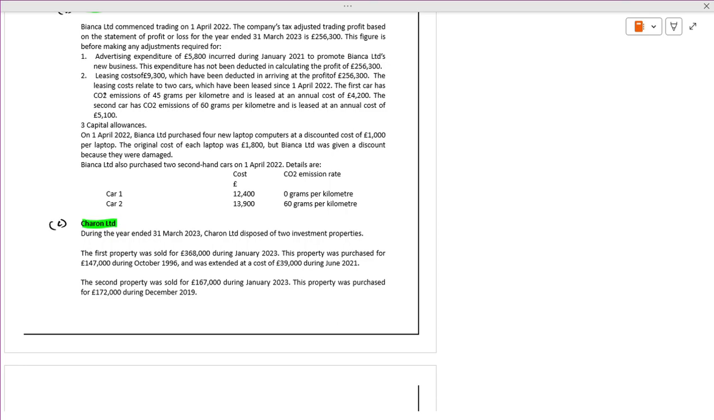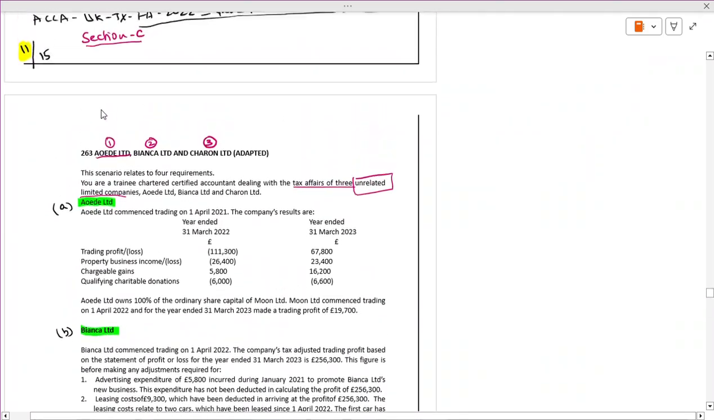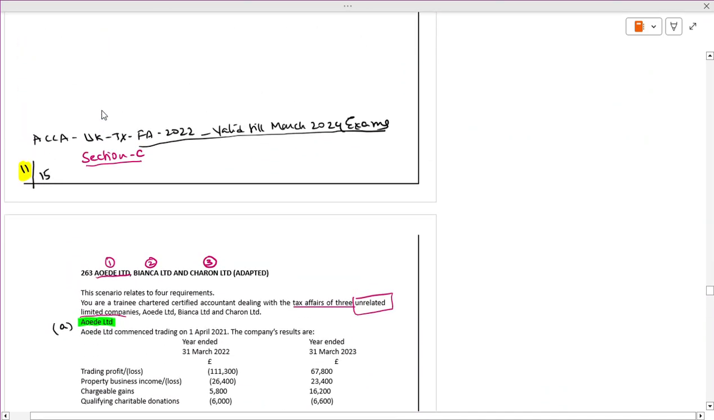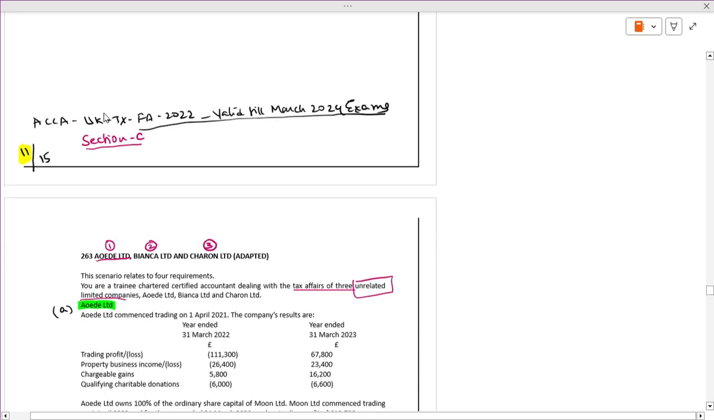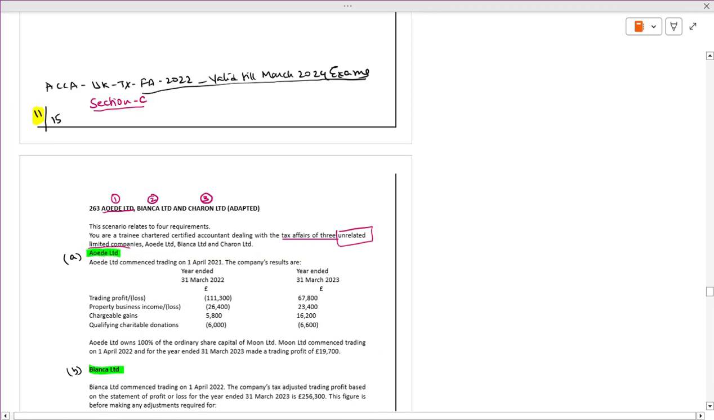Okay, these are the 3 different ways of putting. Now, in question A, what are they asking? They are asking us, on a basis of claiming relief for losses as early as possible, to calculate the taxable total profits. Okay, first we have to calculate the taxable total profits.